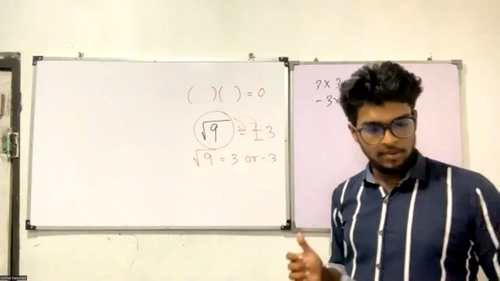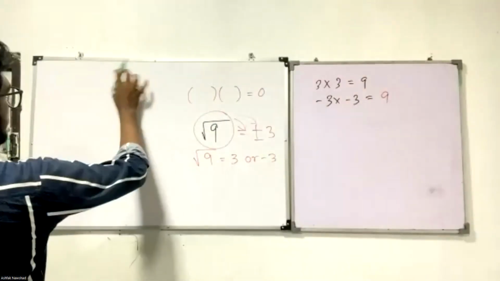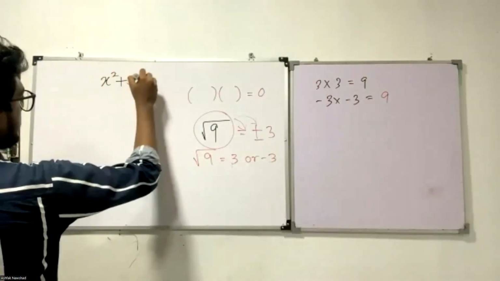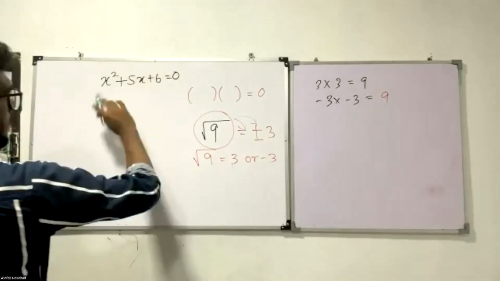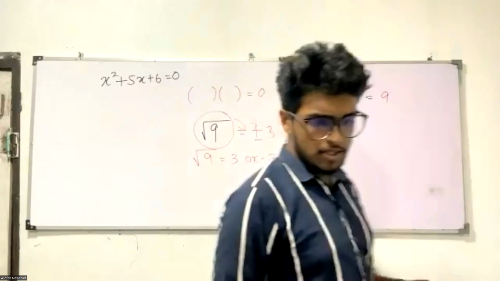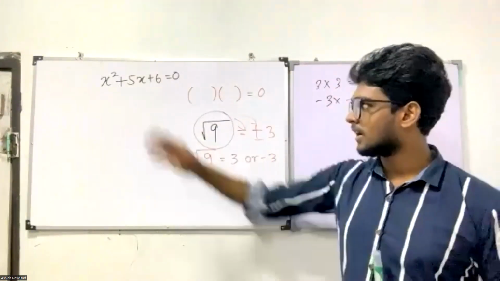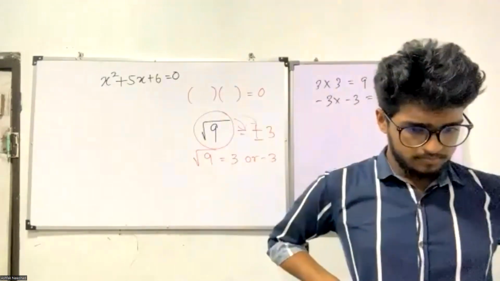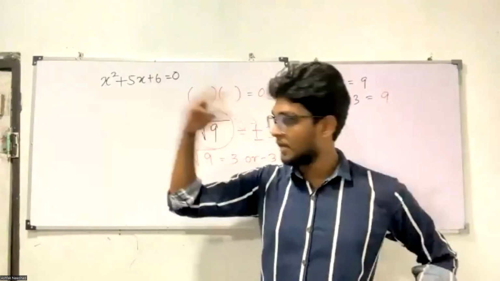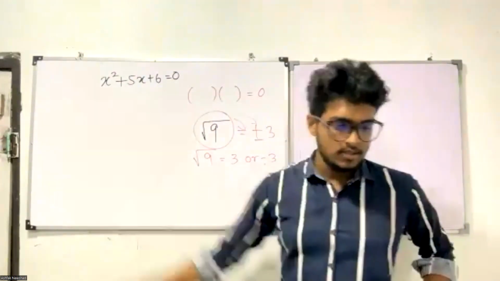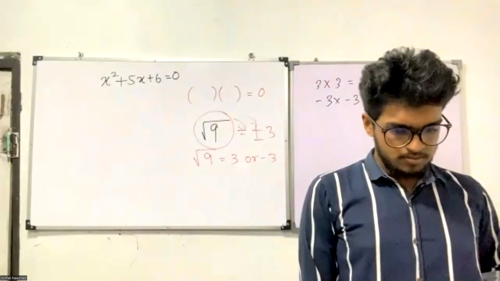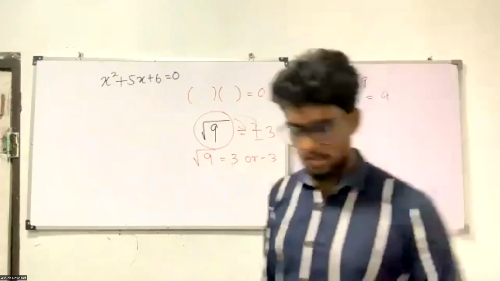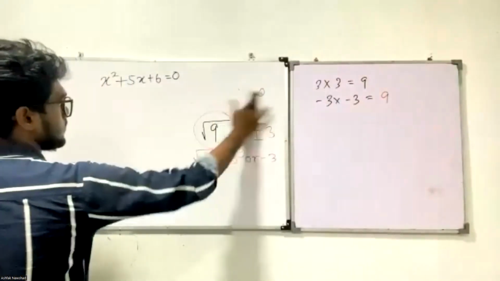Quadratic equations are similar. In a quadratic equation, there is only one unknown. For example, x squared plus 5x plus 6 equals 0. This is a quadratic equation. There is only one unknown. What's the unknown here? The unknown is x. But how many answers will you get for x here? You will get two answers.